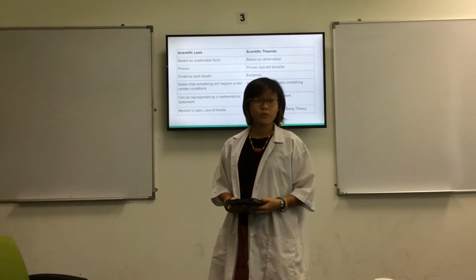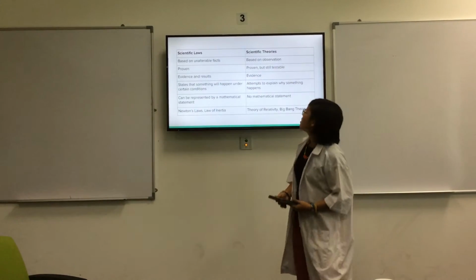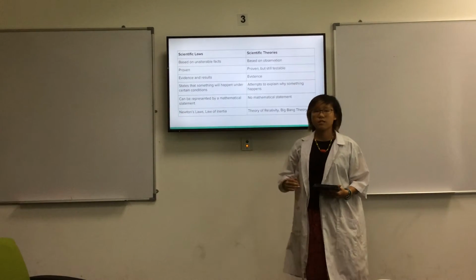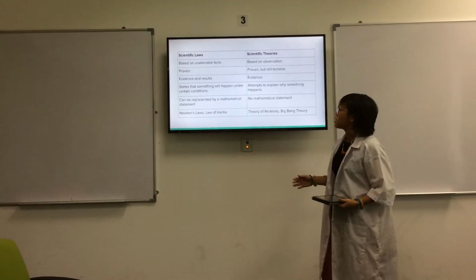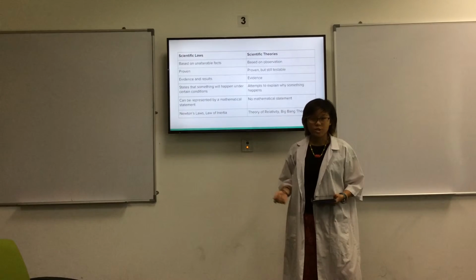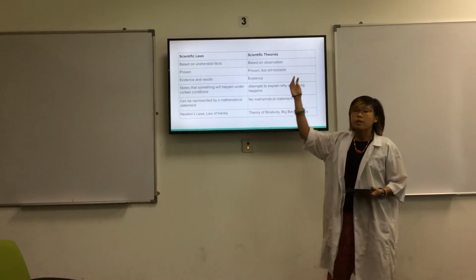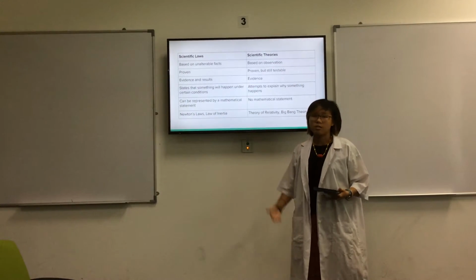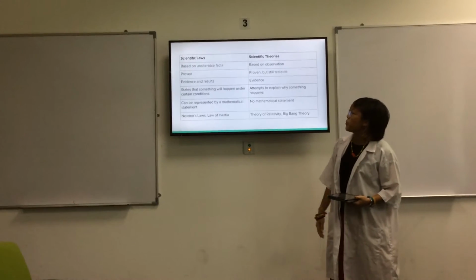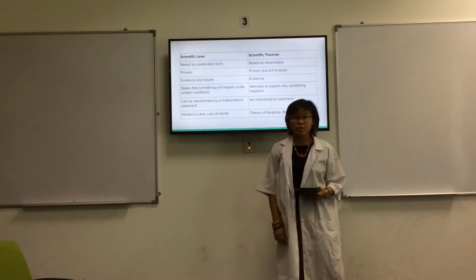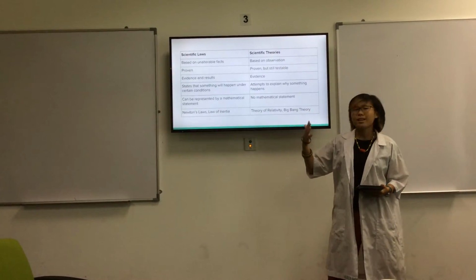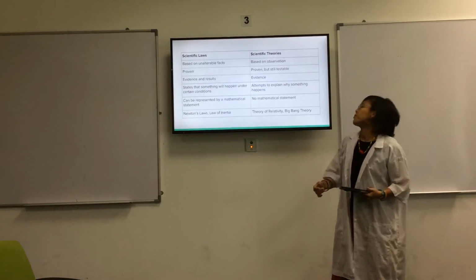Now let's look at some of the differences that we have here. First, we have the basis. So scientific laws are actually based on facts that cannot be changed, while scientific theories are based on observation. So it's pretty simple, huh? Let's look at the second one. Scientific laws are proven, while scientific theories, they are proven, but they're still testable.